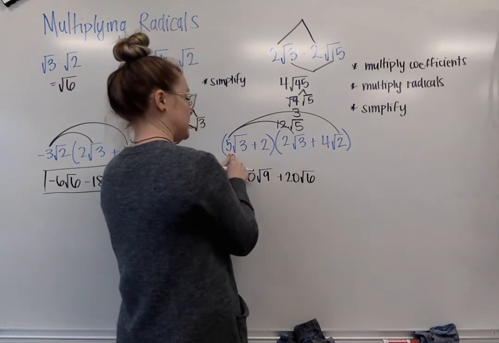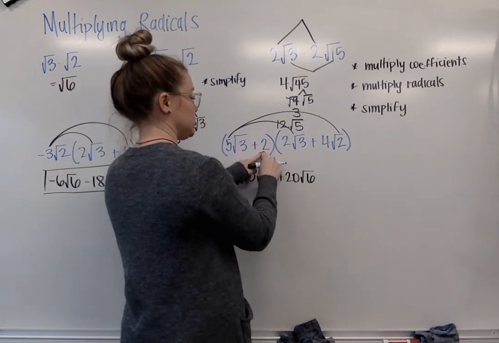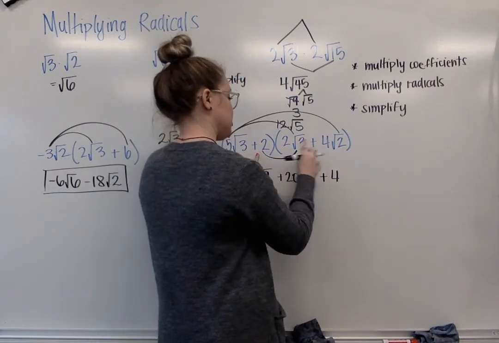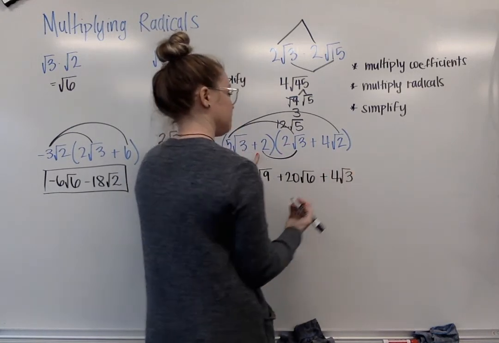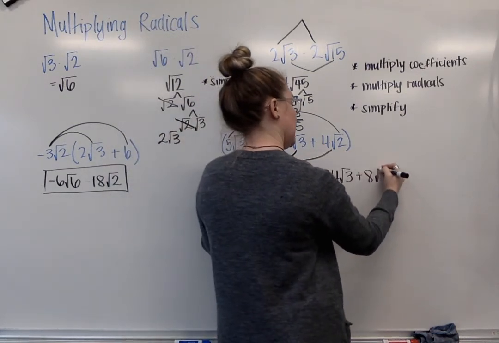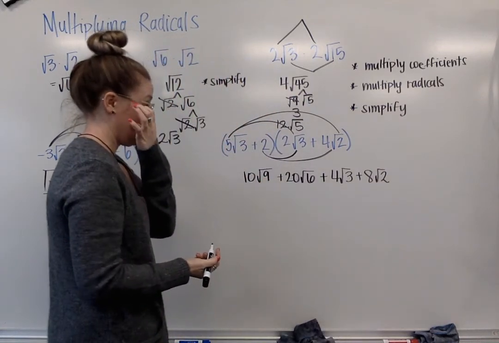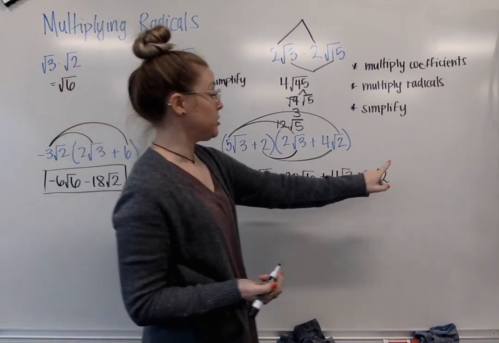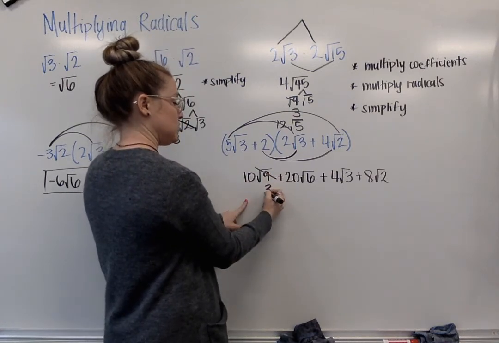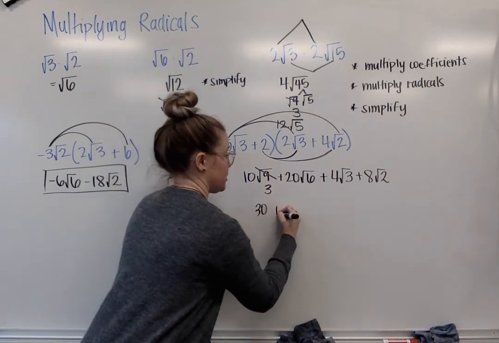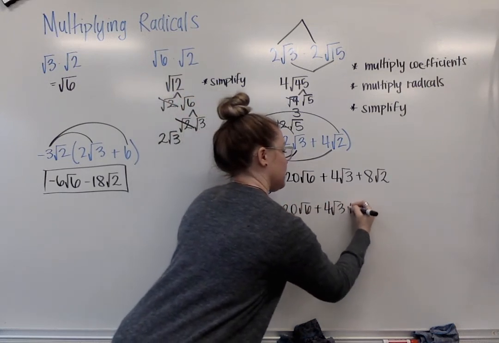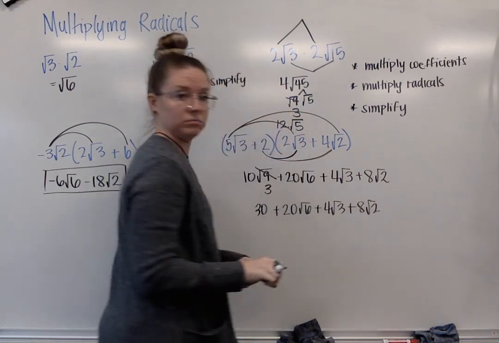All right, so we distributed the first term, so now we're going to distribute the second term. 2 times 2 root 3. 2 times 2 is 4, root 3. And then 2 times 4 root 2 is 8 root 2. All right, after I distribute, I can't combine anything, but here the square root of 9 is 3, so my answer is 30 plus 20 root 6 plus 4 root 3 plus 8 root 2.